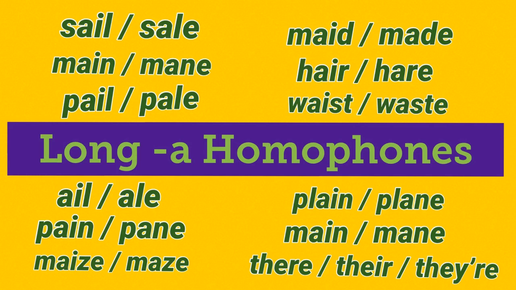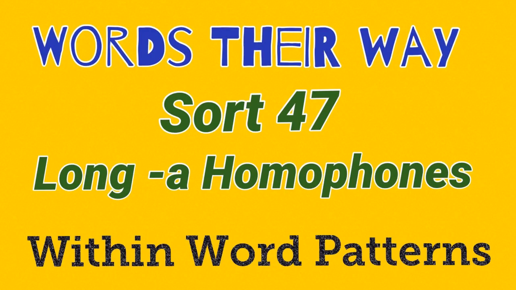And you'll see here that all of these words have the long A sound, and they're spelled with either an A and an I, or with an A and an E on either side of the consonant letter. And they all have that same pattern with the exception of this triple set down here. So we're just going to get into the meanings of these words so you can tell the difference. And this list, by the way, is part of Words Their Way Sort 47 of within word patterns, but really anyone interested in learning about these words will probably benefit.